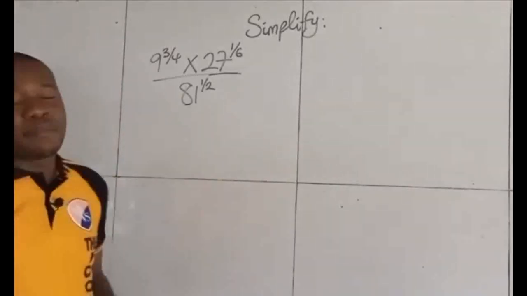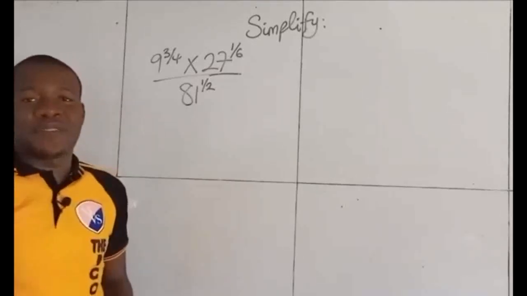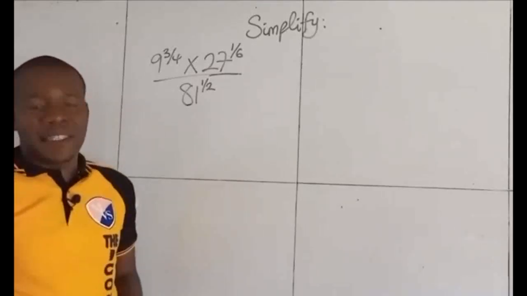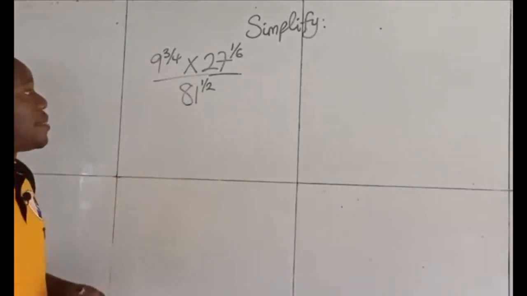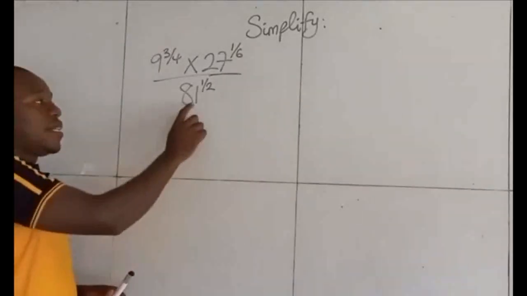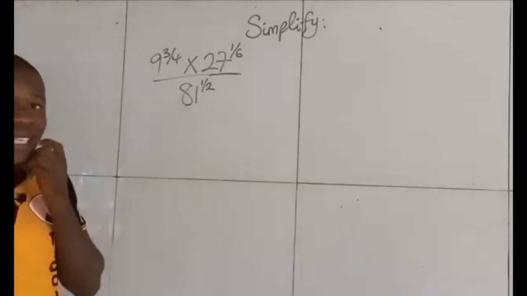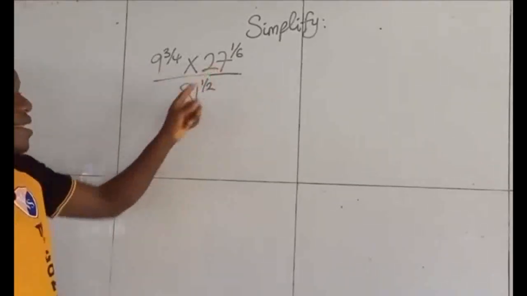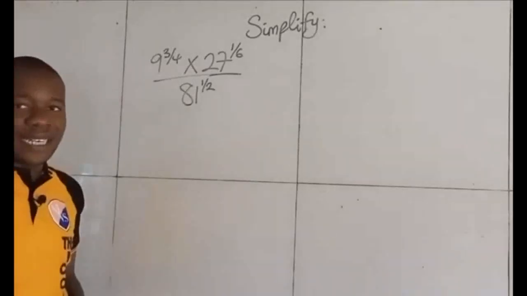Today, we want to simplify problems that involve powers by applying the laws of indices we have learned in the previous class. So we have 9 to the power of 3 over 4 times 27 to the power of 1 over 6 all over 81 to the power of 1 over 2. I want you to notice the bases clearly: 9, 27, and 81. They can all be expressed as powers of 3.